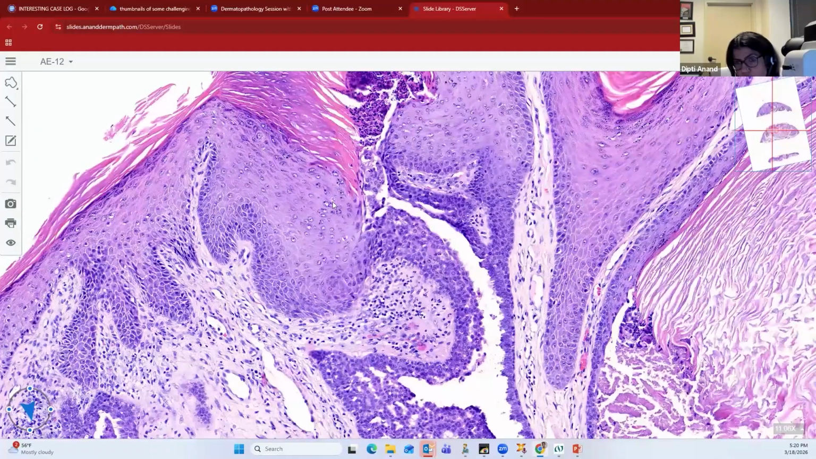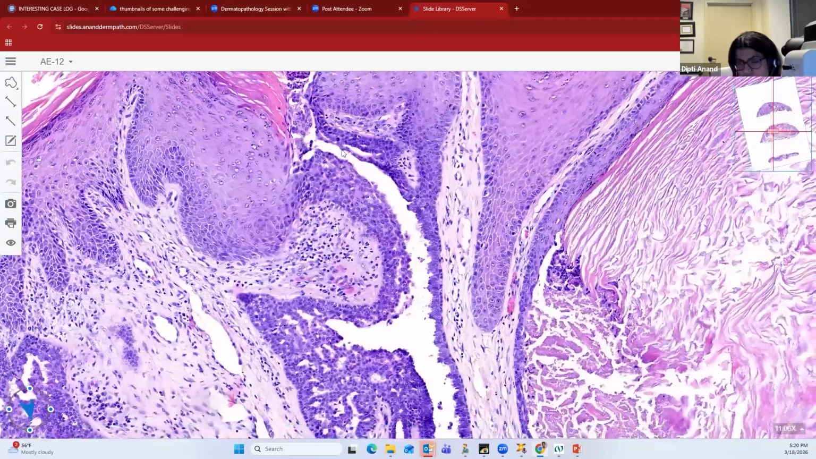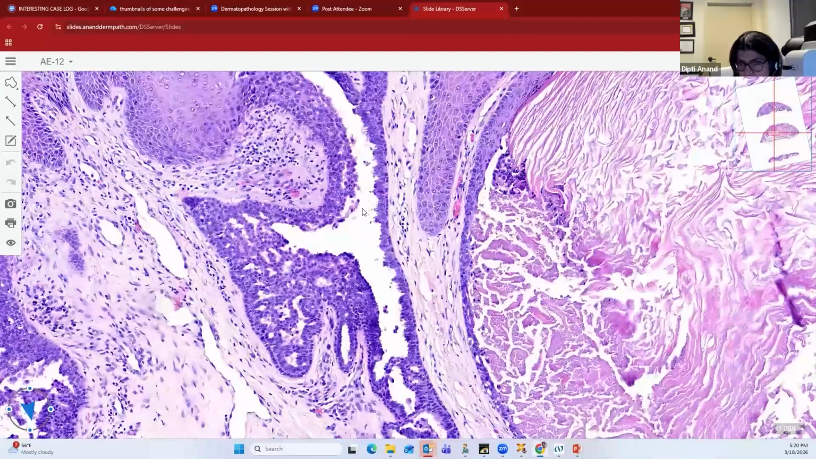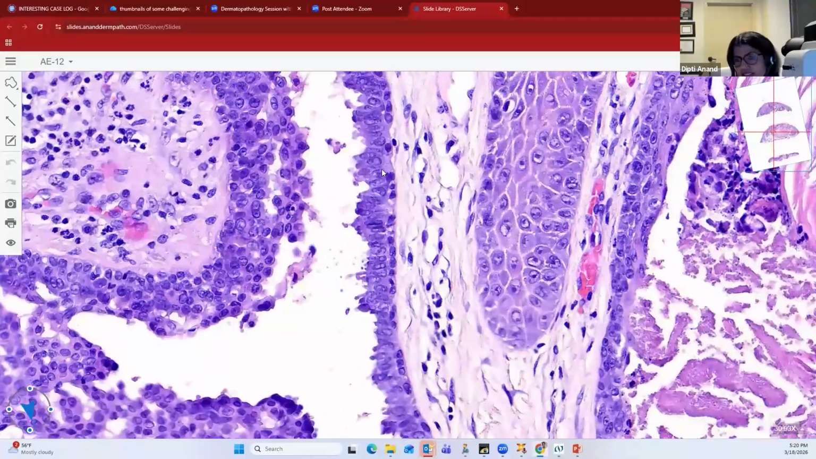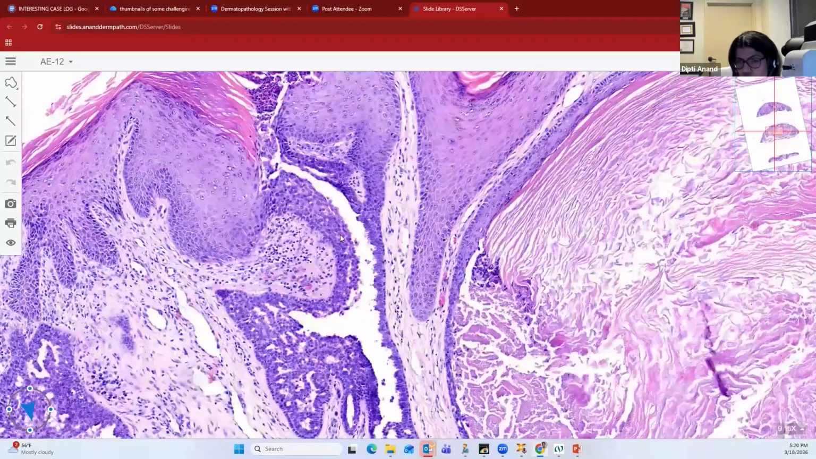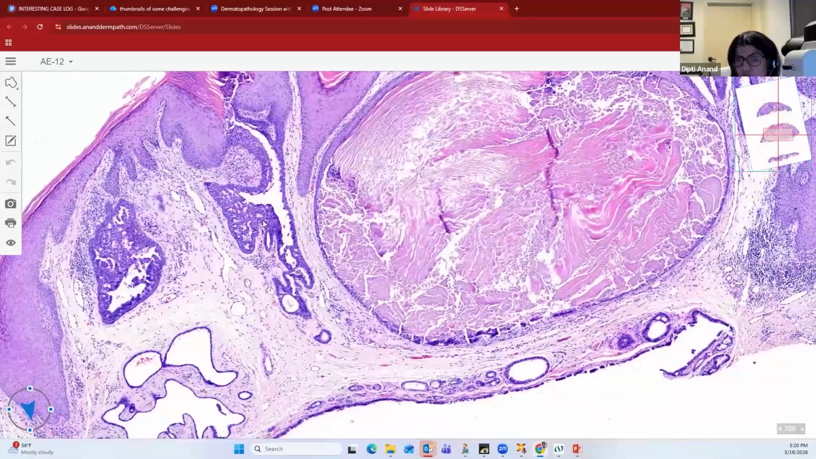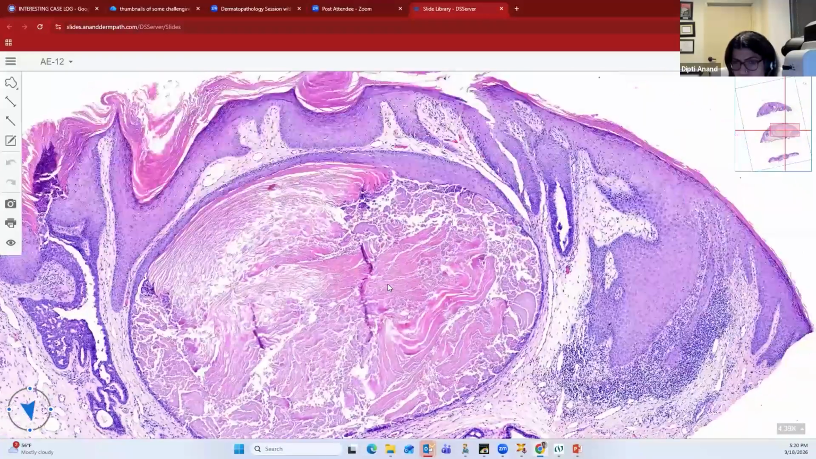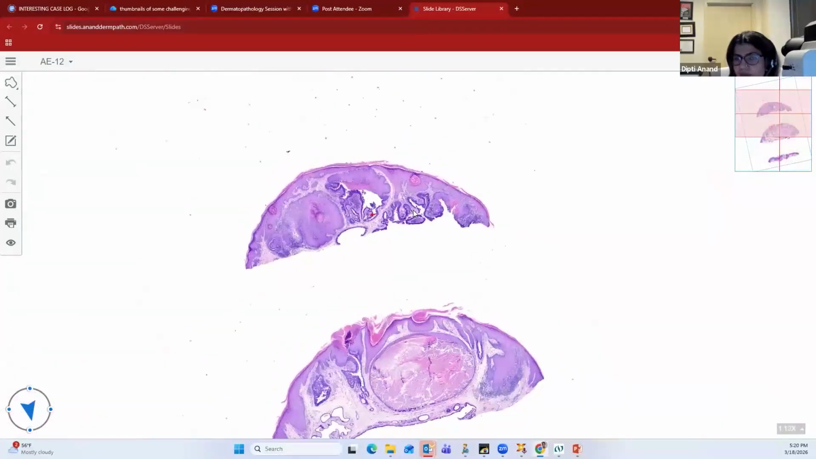So you can see the stratified squamous epithelium of the skin. It basically transforms into this glandular epithelium, which is bilayered. You can again see the bilayer, the inner and the outer. You can see the cells with the decapitation secretion. As you go to the bottom, it becomes more proliferative. So it forms the adenomatous structures, the cystic structures, and the papillary structures.